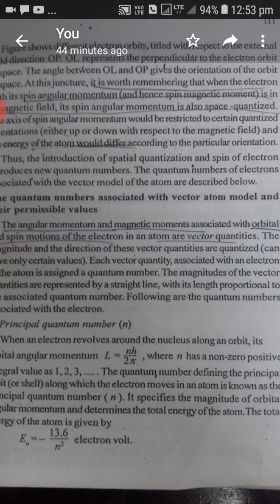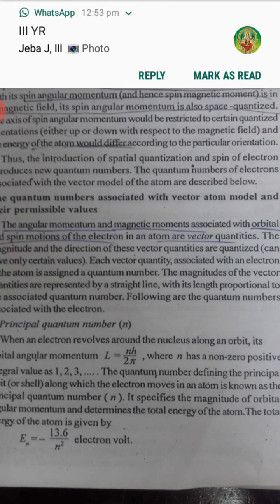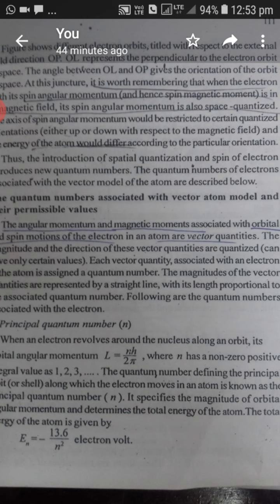It determines the total energy of the atom. We know the total energy of the atom is En equal to minus 13.6 divided by n square. This n takes integral values, that is n is equal to 1, 2, 3, etc.